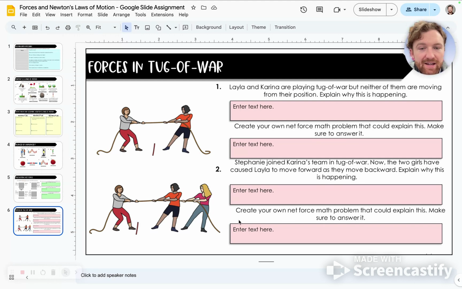Well, then you could say you have 2 girls pulling to the right with 100 newtons of force, and you have 1 girl pulling to the left with 50 newtons of force. What would be your net force? And you'd come up with 50 newtons to the right. And that's why we know that those 2 would be winning the tug of war.